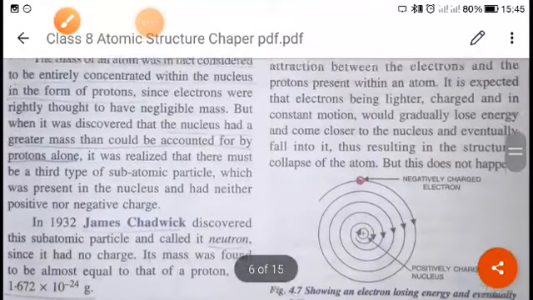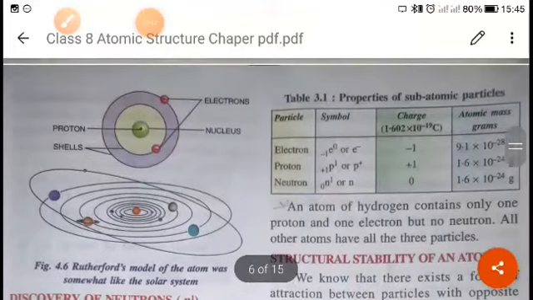So how can we define isotopes? We can say: atoms of the same element having the same atomic number but different mass number, due to the increase or decrease in the neutrons, are called isotopes. I hope you have understood this.